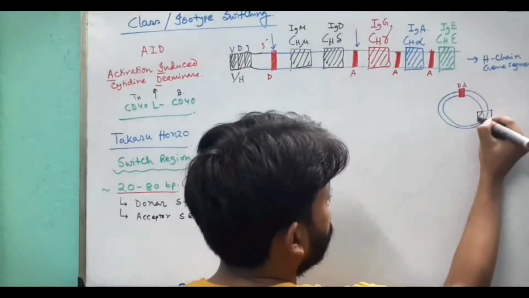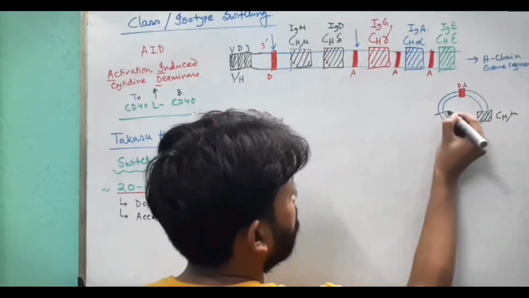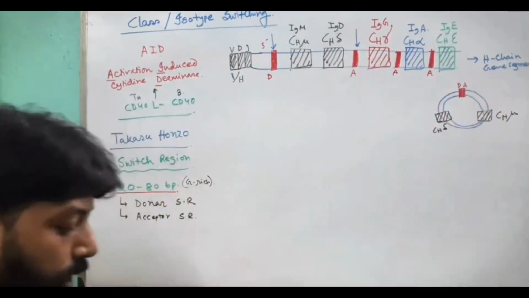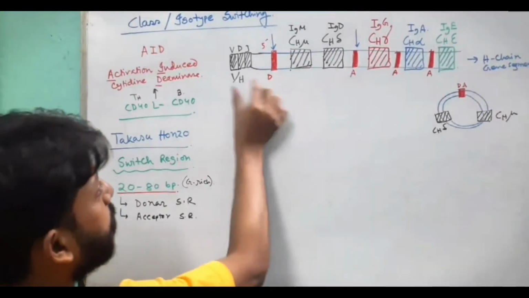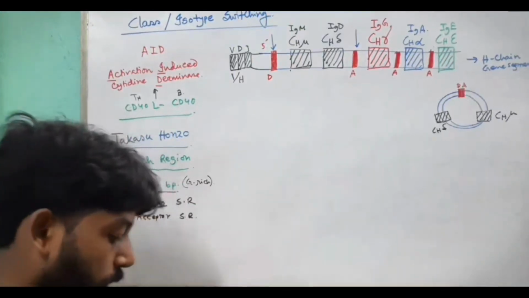The two constant heavy domains of the DNA, this is the C constant of mu and this is the C constant heavy domain of the delta, will be present in the intermediate segment, and the rest of this DNA segment will bind each other. How this occurred I will show you.